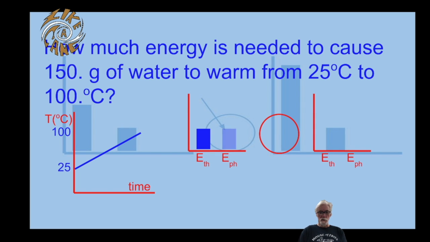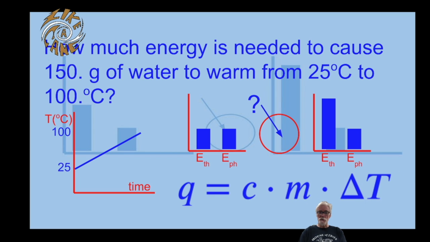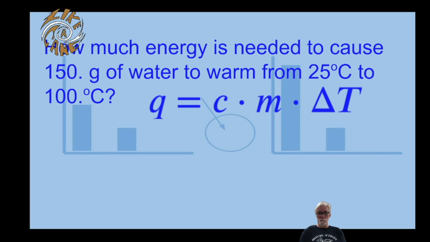At the beginning, I have some E therm and some E phase. At the end, I have more E therm, but the same E phase because it's still liquid water. To make that change, I had to add some energy from my hot plate, and the question is, how much energy would it take to do that? Since this is only a change in E therm, the quantitative model that we can use here is that the heat energy added through heating is equal to the specific heat capacity times the mass times the change in temperature.